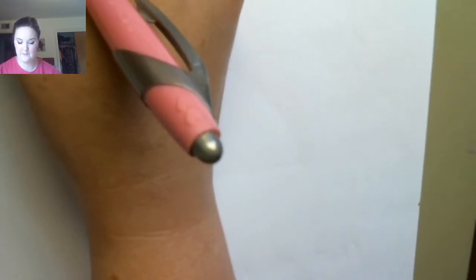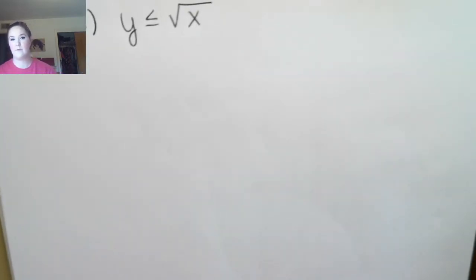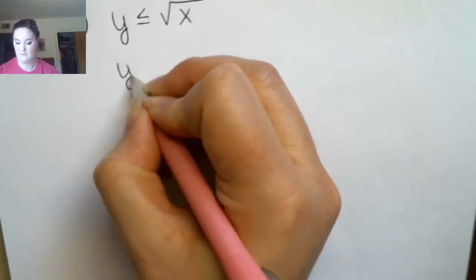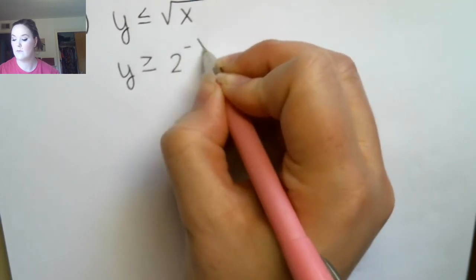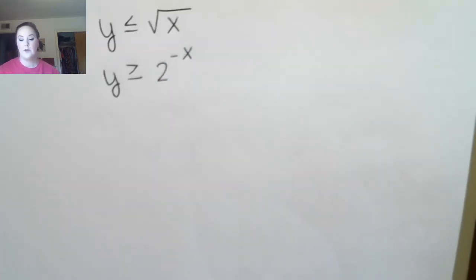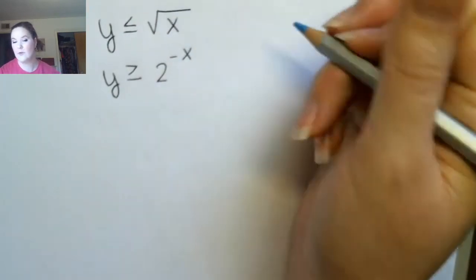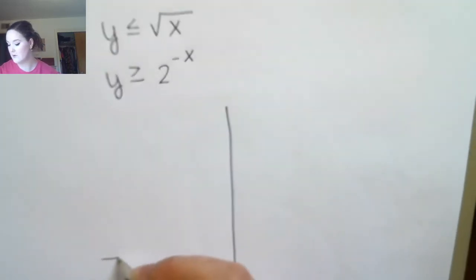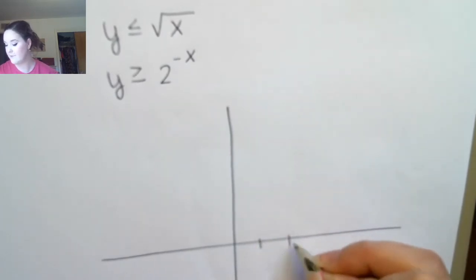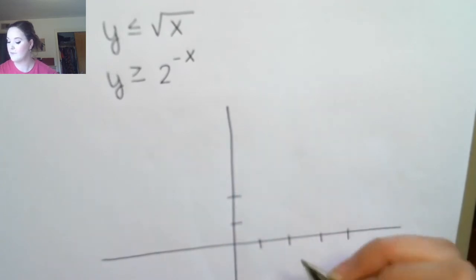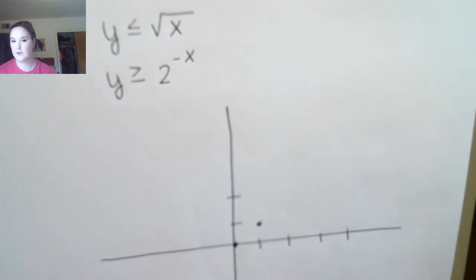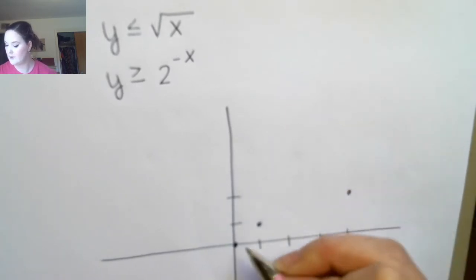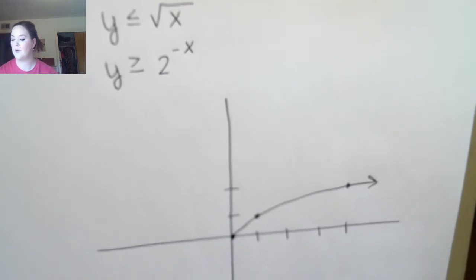Let's look at another example. Okay, so again, we're going to draw these as if they had equal signs. So I'm going to draw y equals square root x, and that's one of my base graphs. So my key points are 0, 0, 1, 1, and then 4, 2. Okay, so that's that graph.